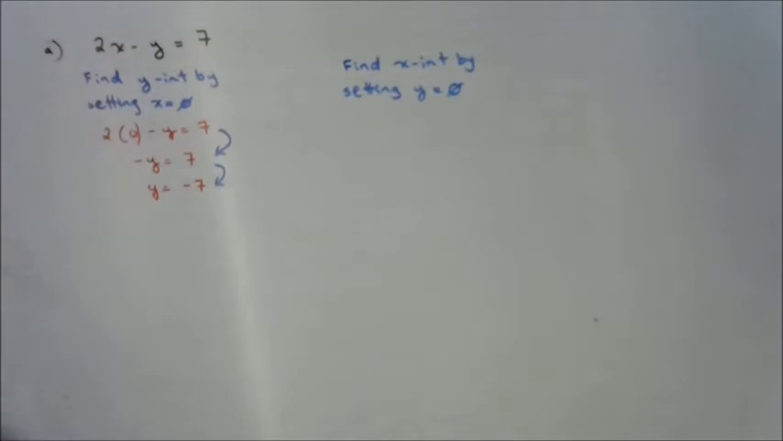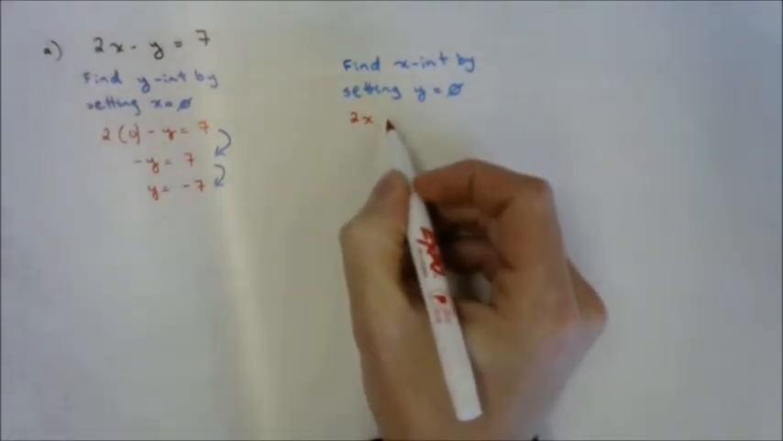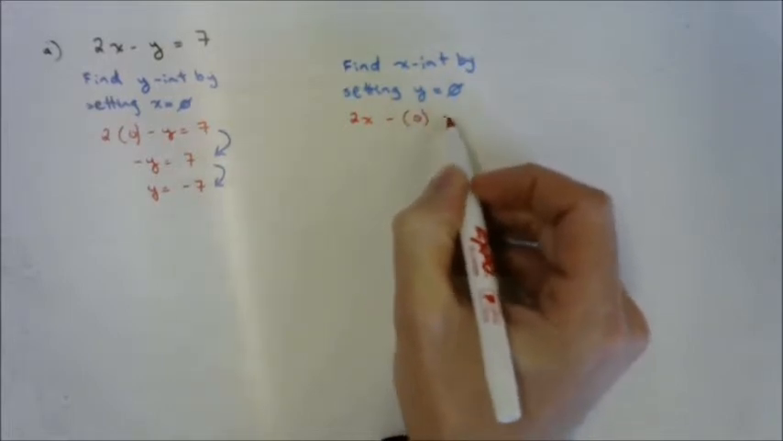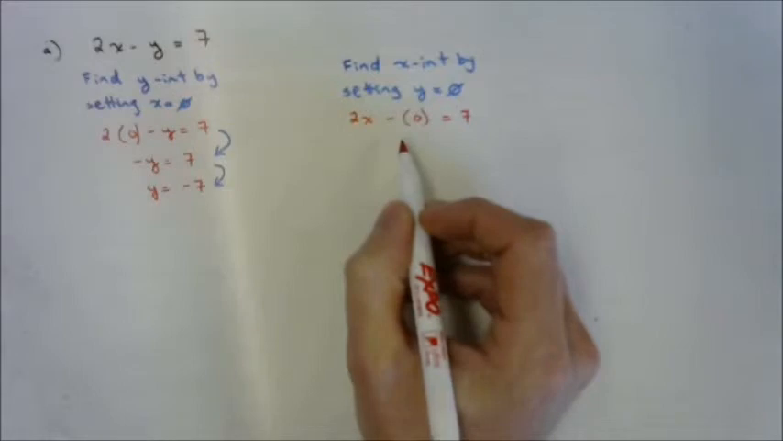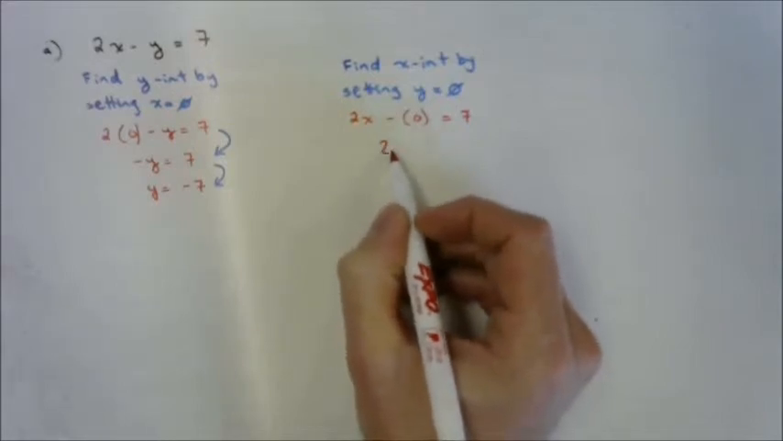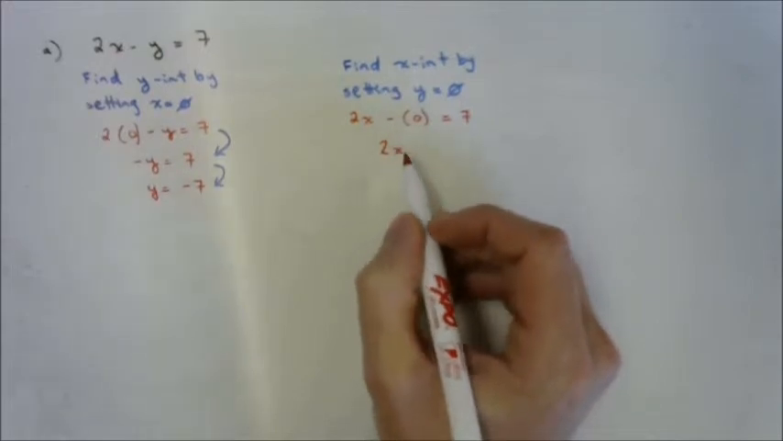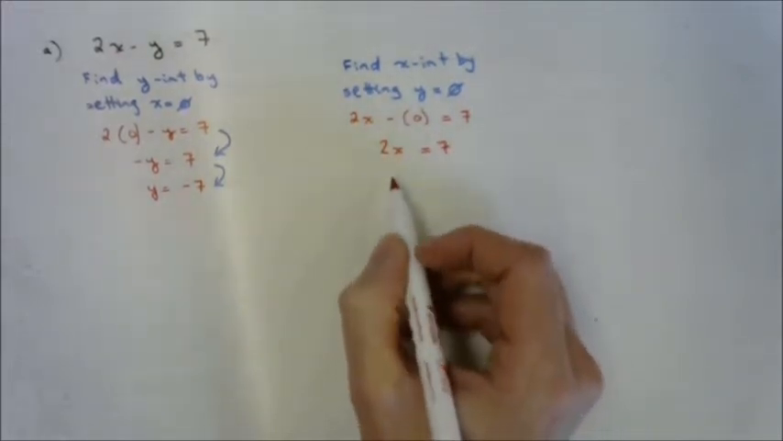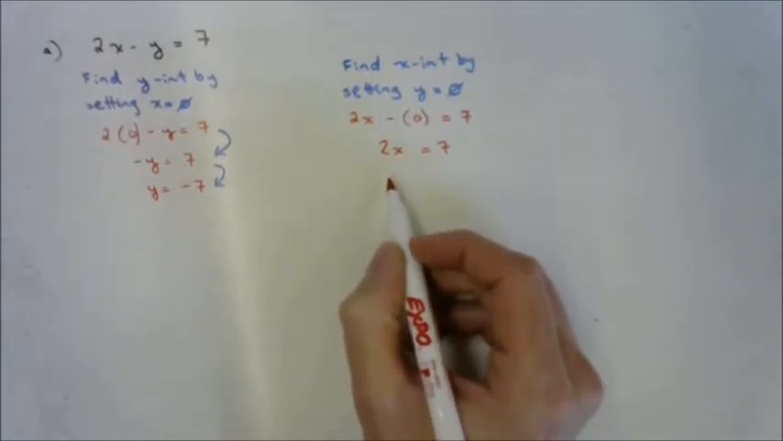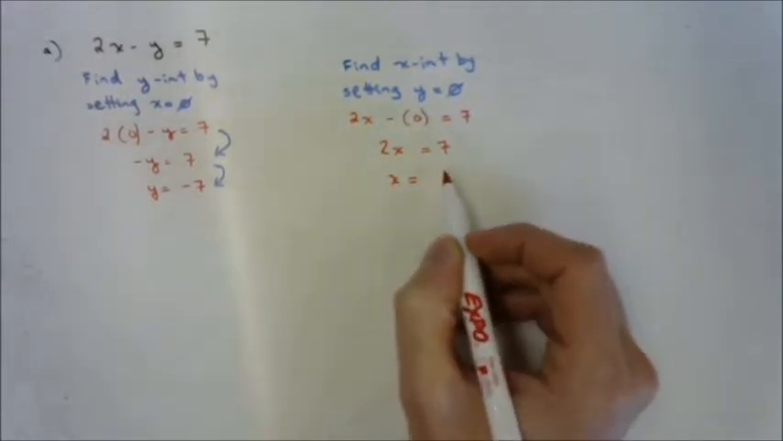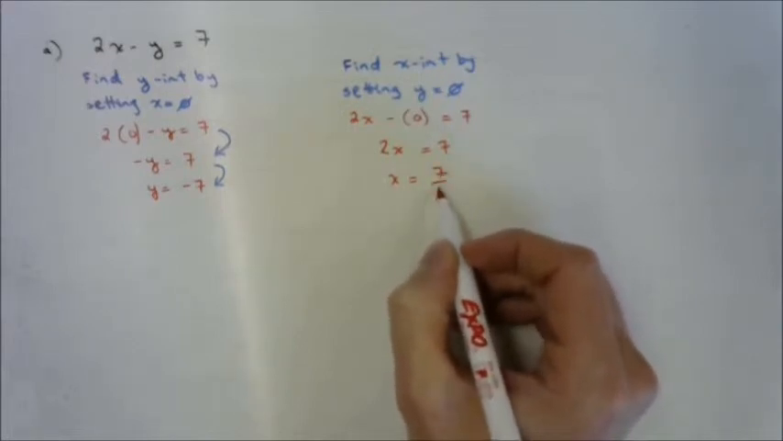So I copy my equation again from the top. Now I've got 2x minus 0 equals 7. What's 2x minus 0? It's 2x. If you start with 2x and you don't take away anything, you just have 2x. And now divide both sides by 2. Watch this one, because this is going to trick you. You could do 3.5, or you can just leave it as 7 over 2.